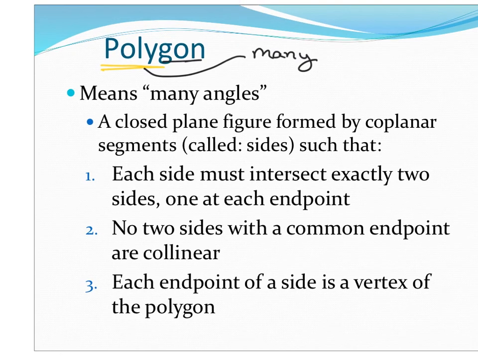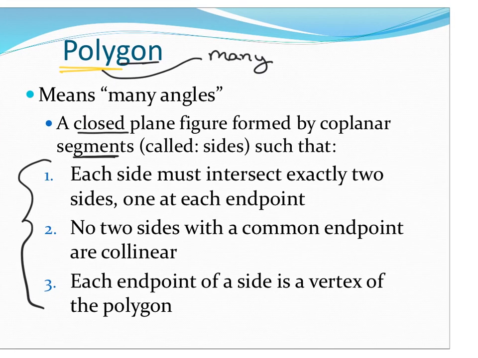Now, in order for a shape to be a polygon, these three things need to happen. So a polygon is a closed plane figure. It can't have a hole in it. It can't be open, formed by coplanar segments called sides. So the sides are created from segments. Each side must intersect exactly two sides, one at each endpoint.